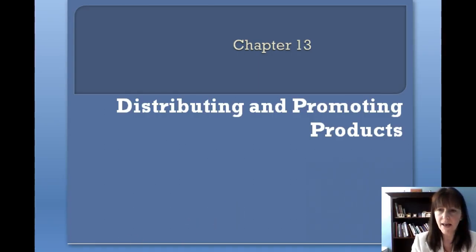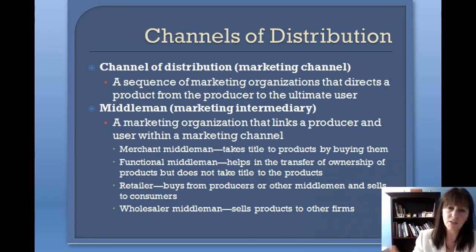Today we're going to talk about distributing and promoting products. When we talk about channels of distribution or marketing channels, it's every step along the way from where a product is manufactured to where it reaches into the consumer's hands. And middlemen or marketing intermediaries are steps that take place between the producer and the ultimate user.